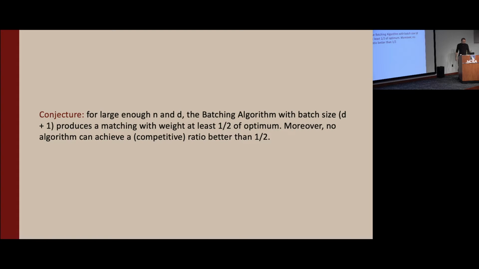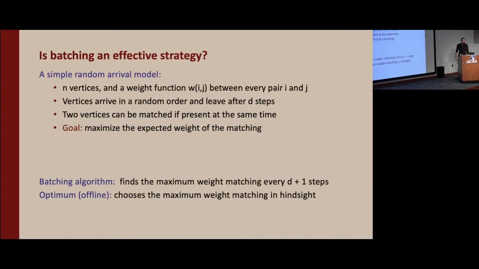Also want to compare it with greedy. Greedy is trivially bad, because here the weights can be arbitrary. As soon as the vertex arrives, you're matching it to the previous vertex, essentially. So that's the equivalent of having batch size one, obviously. So that's bad.